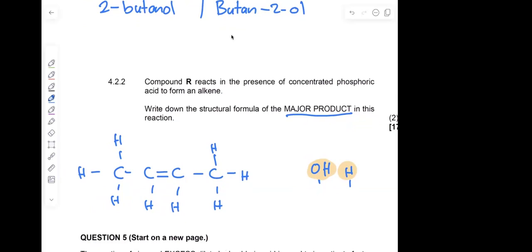Sorry about that. But then, yeah, in this case, the major product is going to basically be your 2-butene. That's going to be your major product. Hope that makes sense for that, Rabana.